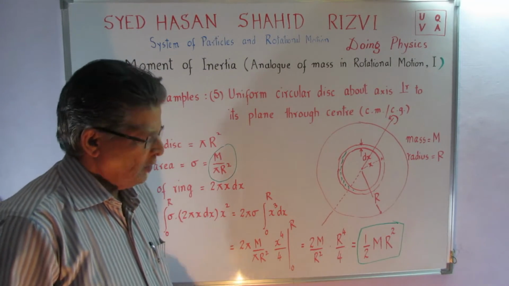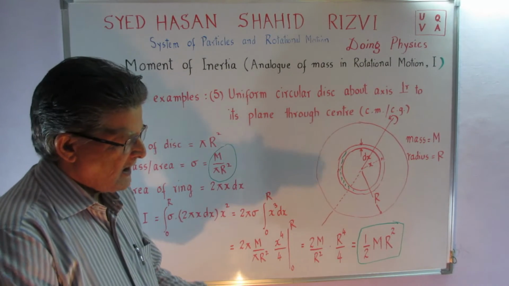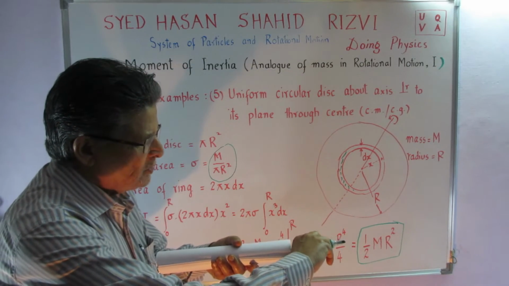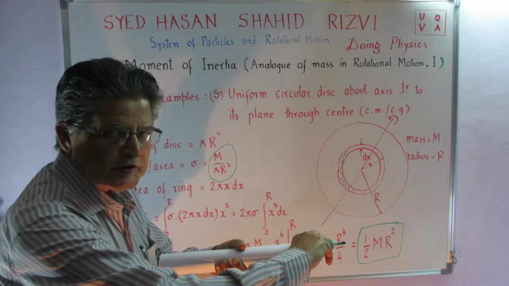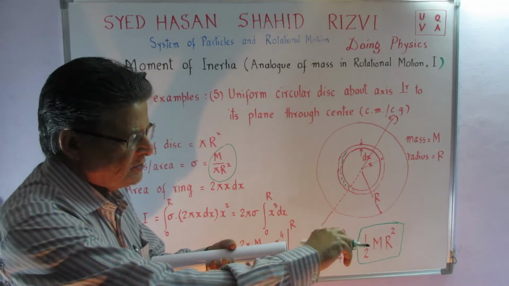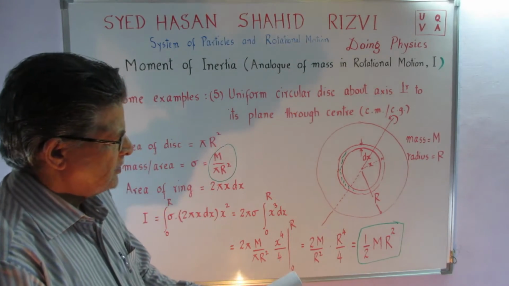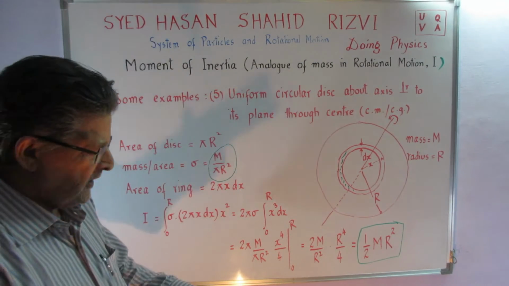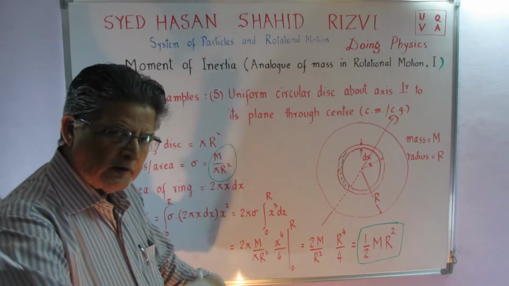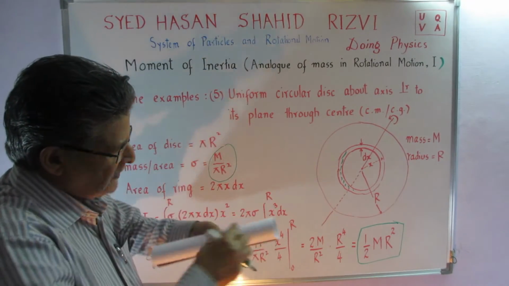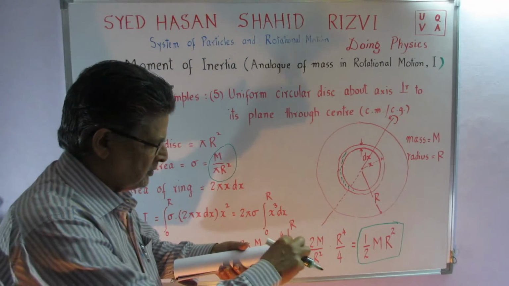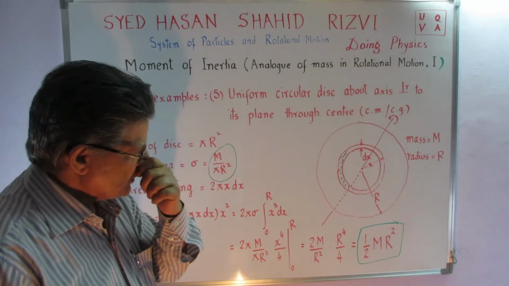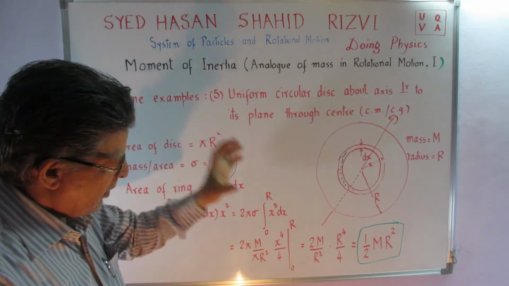Well, you can see that if I have a uniform cylinder and we want to calculate its moment of inertia about its own geometrical axis, then again we can cut it into small disks. We can integrate from this end to this end, and finally the result will again be half mr square. So this is about the axis, one thing.